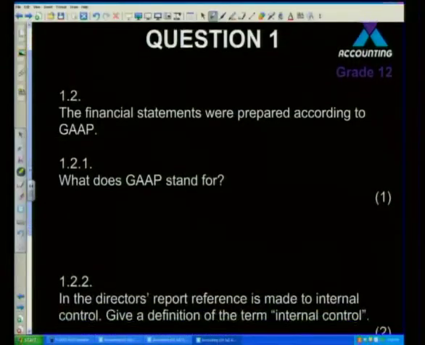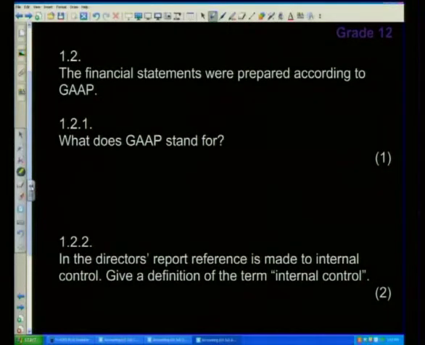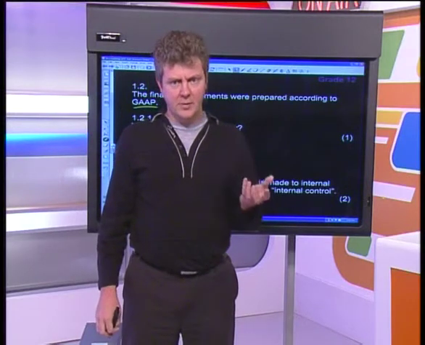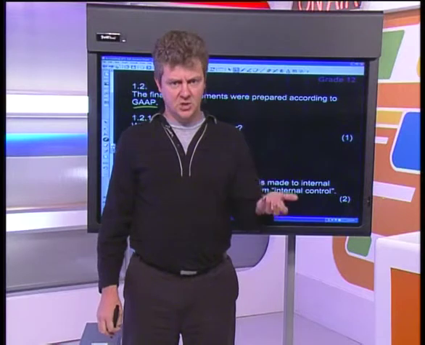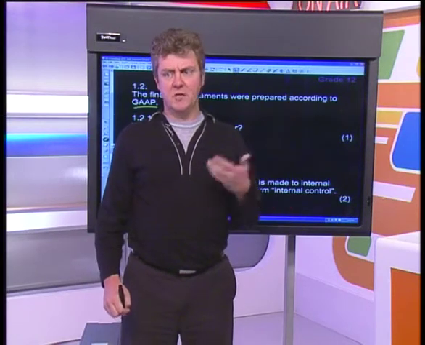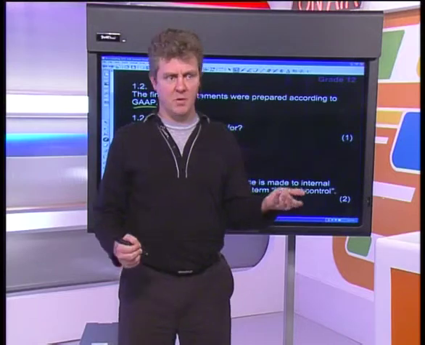The next question is another theory question, and it says here that the financial statements were prepared according to GAAP. Now, these are the types of questions that you should really learn well. You should know your theory, because those are questions that if you've learned all the theory that you've been taught, you should be able to get excellent marks, and you should be able to put those marks into the bank, because these are marks that if you've known your theory, you should be able to answer without any problems.